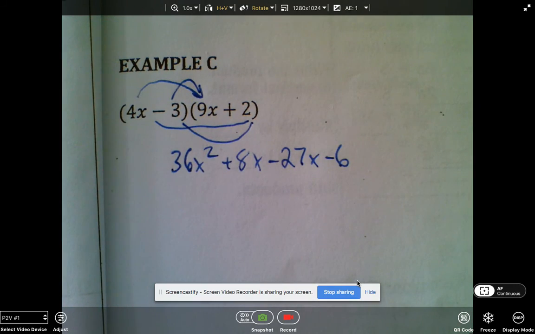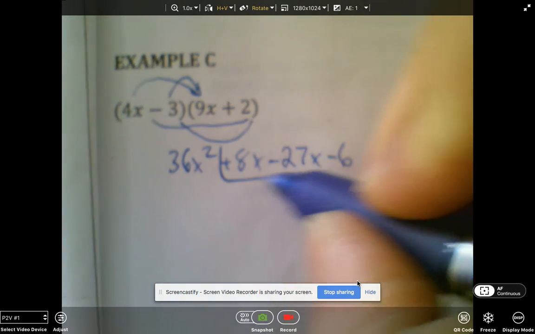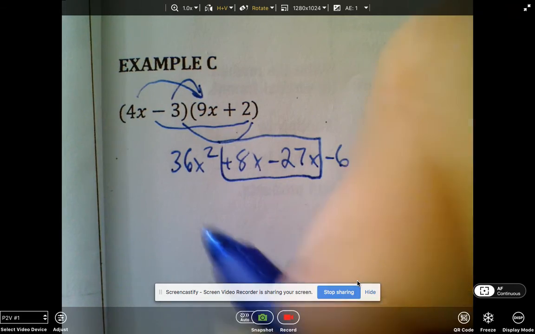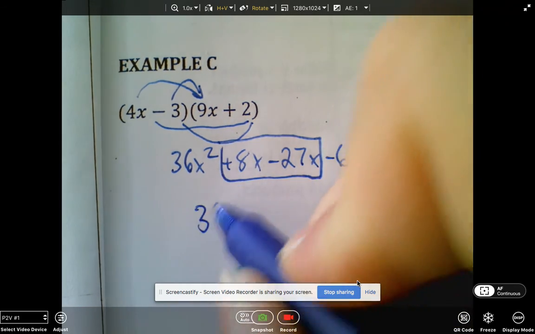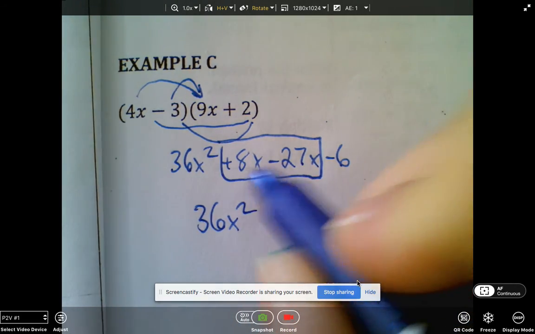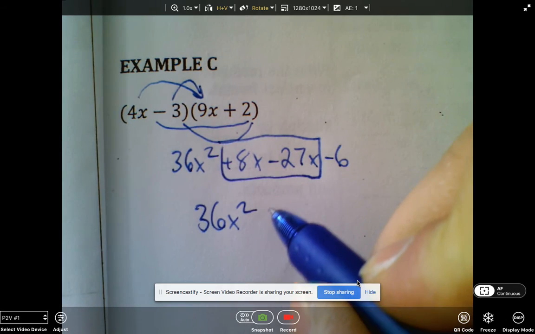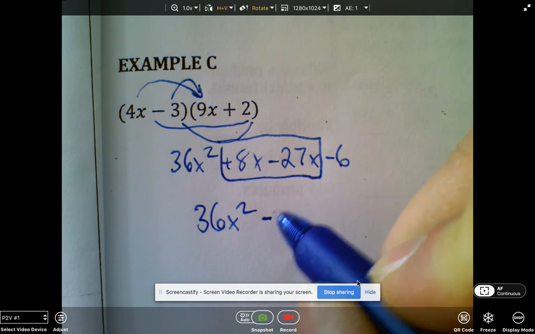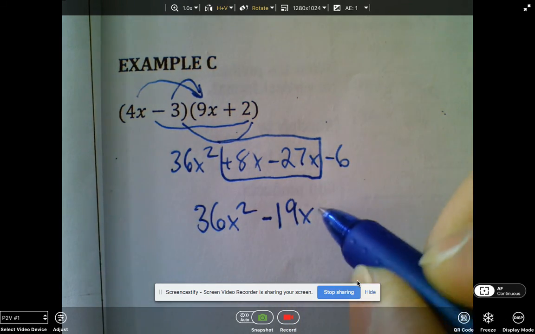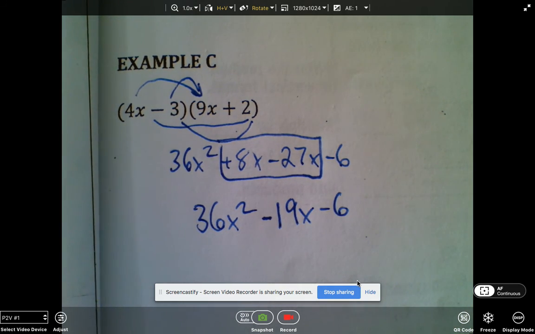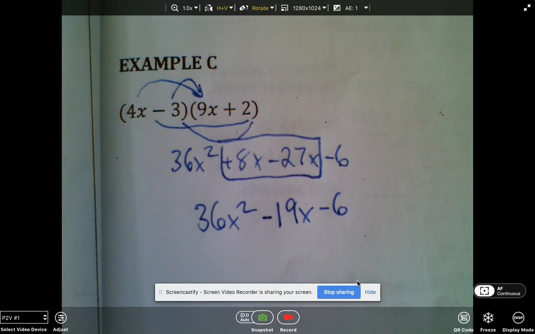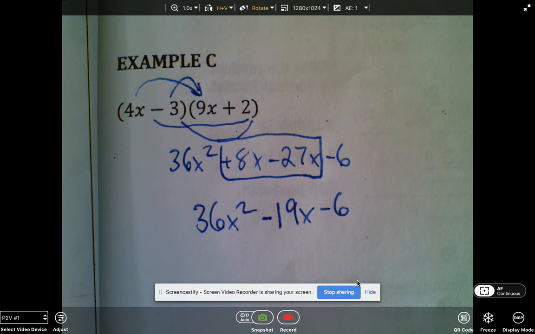So hopefully you're enjoying the FOIL method as much as I am. Combine my middle two terms, I get 36x squared. And then this plus this is going to be minus 19x minus 6. So again, this reference video 9.2, multiplying polynomials.